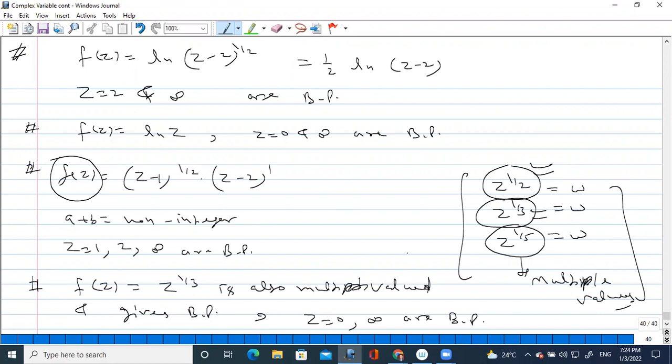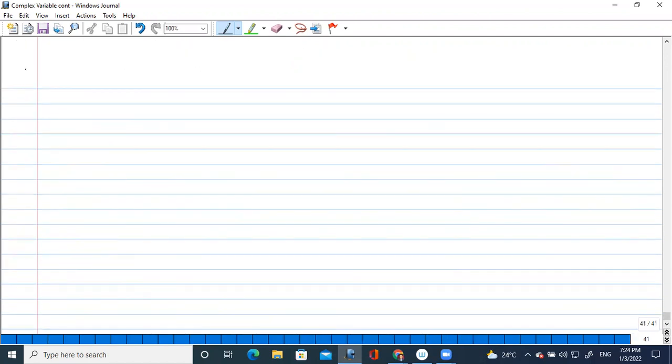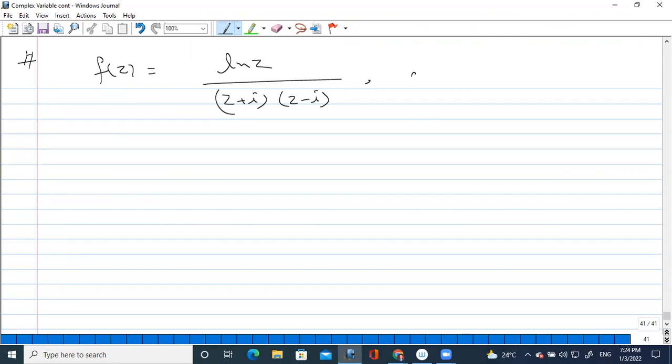If I give you a combined question, from there also you can find. These are just basics to understand. ln z divided by (z plus i) into (z minus i). Comment on singularities. See the numerator part, it is ln z. So ln z means (z minus 0) to the power 1. So here z equal to 0 is the branch point singularity. And if I put the denominator equal to 0, then z equal to minus i and z equal to i will be simple poles.